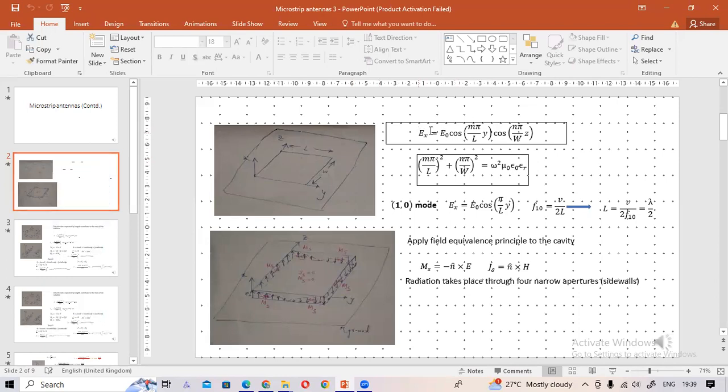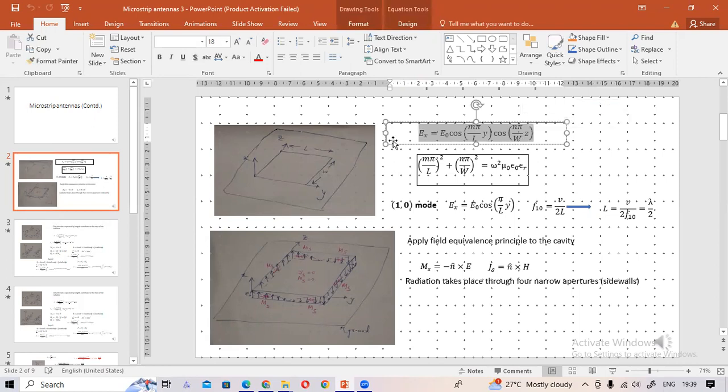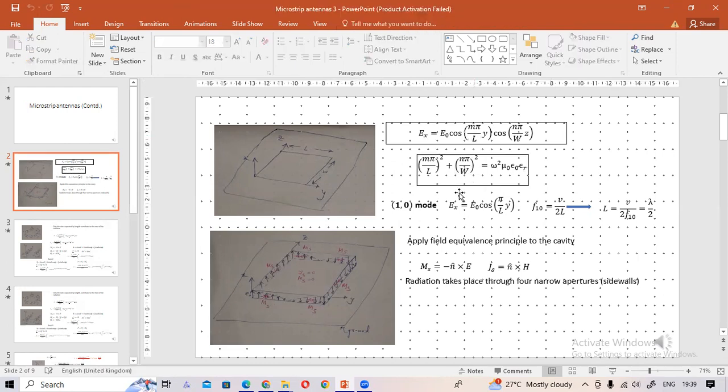Here we have the equation for the E field in the X direction of the patch antenna. This equation gives the X direction E field of the antenna, that is, how the E field is changing in the X direction. So this is given.